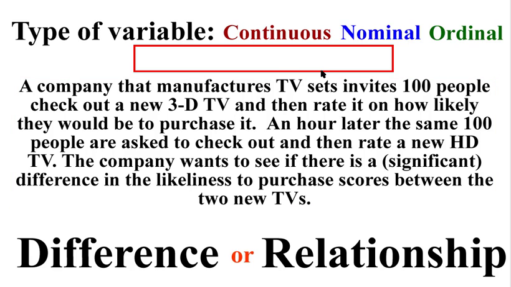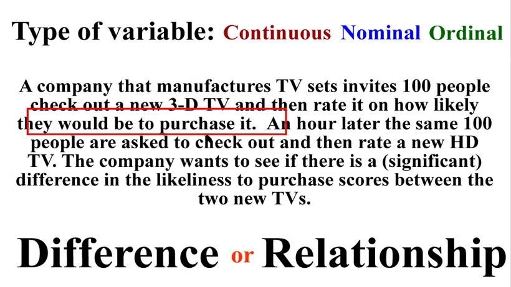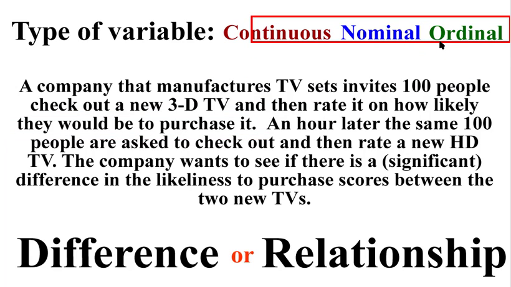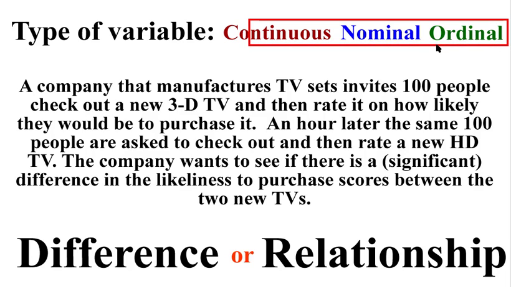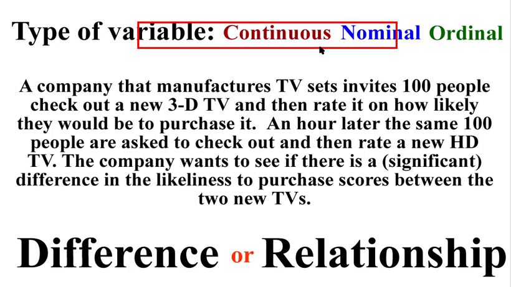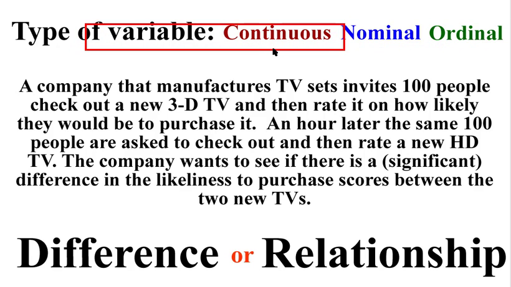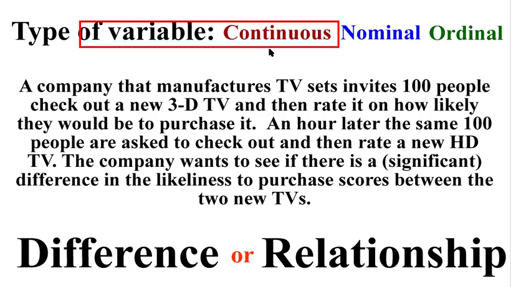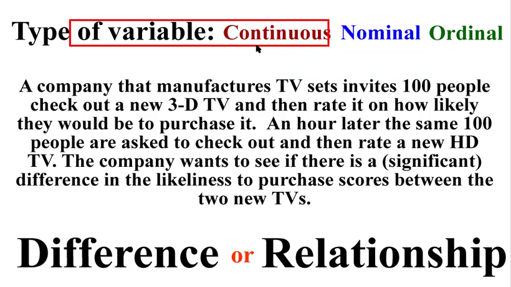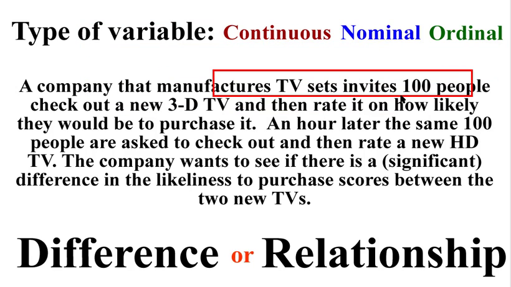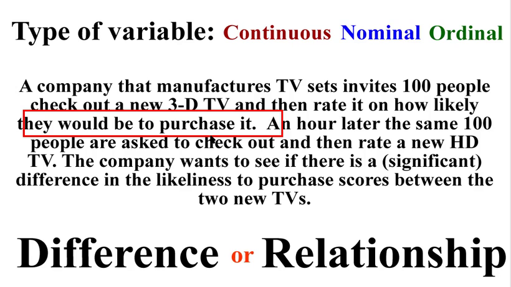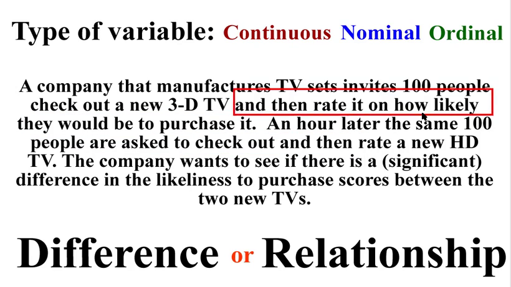And again, the variable that I saw was how likely they would be to purchase it. So that sounds like it might be an ordinal variable, right? 1 would be not very likely, and 5 would be very likely, something like that. So it could be an ordinal variable. It could be considered a continuous variable if you had a sliding scale like 1 to 100 or something. So again, it could either be a continuous variable or an ordinal variable, their likeliness to buy that TV. And very important, there's only one group.